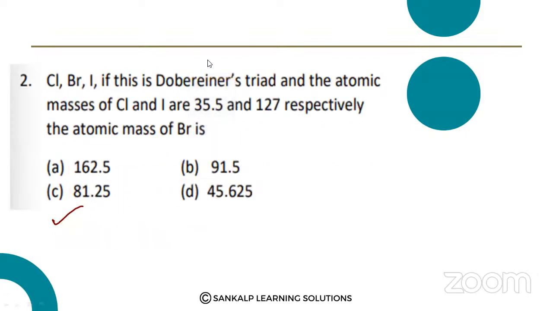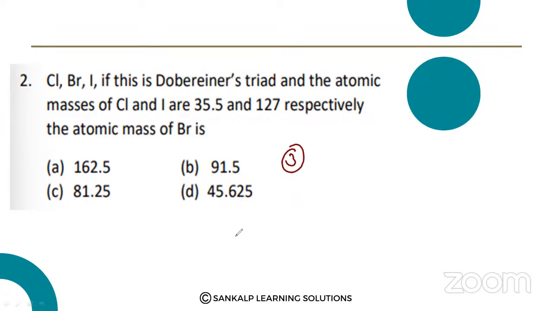We'll go for the next one. Okay. So Cl, that is chlorine, bromine, iodine. If this is Doberanier's triad and the atomic masses of chlorine and iodine are 35.5 and 127 respectively, what is the atomic mass of bromine? So we had studied about Doberanier's triad. What he said is that he arranged the elements in sets of 3, based on their similar properties.